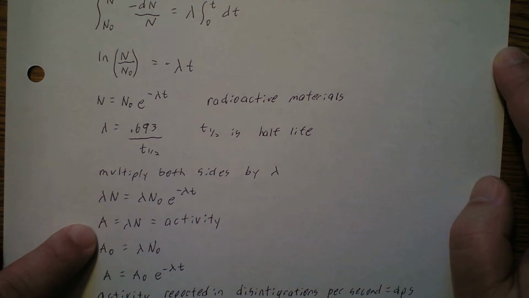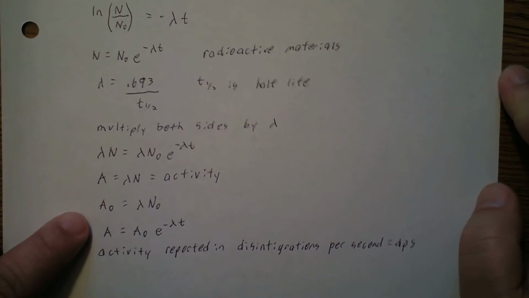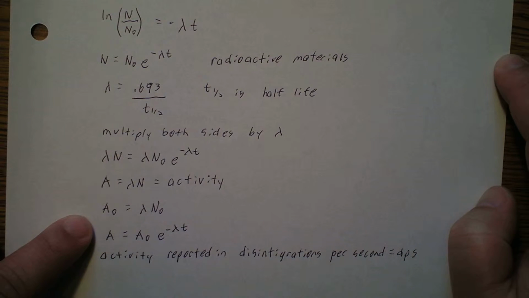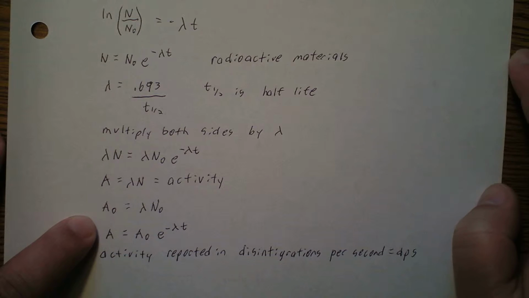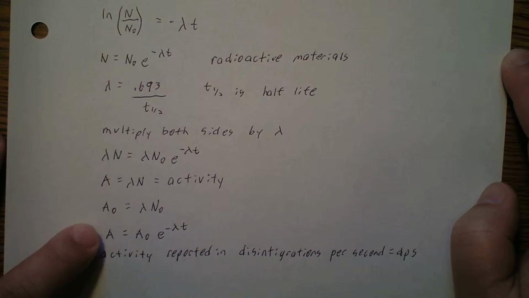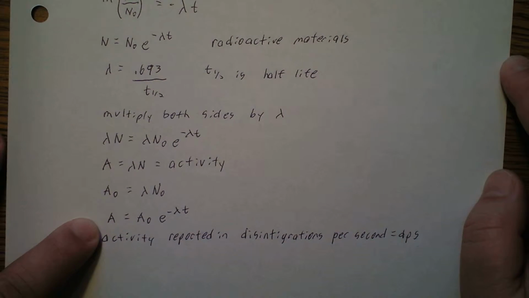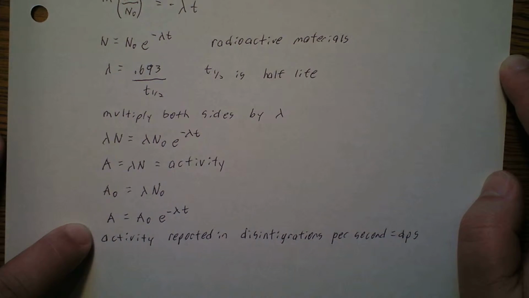So we're going to say A is equal to lambda N, and that's going to be equal to activity. A naught is going to be equal to lambda times the initial number of nuclei. So the initial activity is equal to the proportionality constant times the initial number of nuclei. So we get A, the activity, is equal to the initial activity times e to the minus decay constant times time. And the activity reported is going to be in disintegrations per second, or DPS.